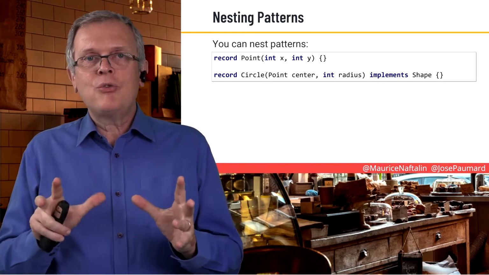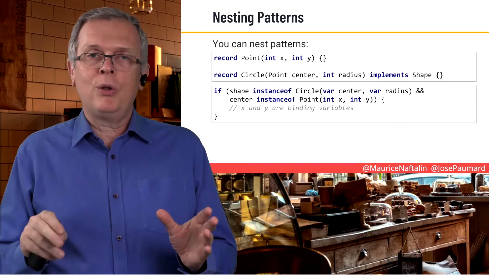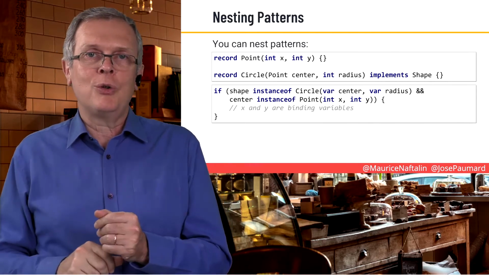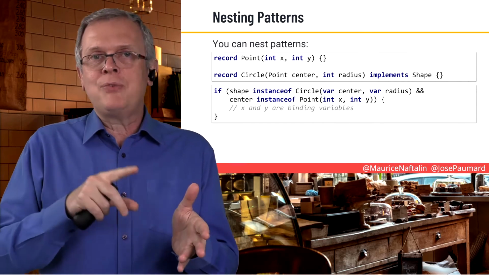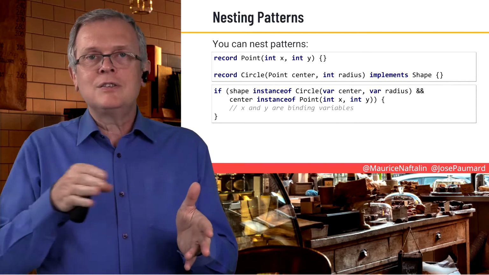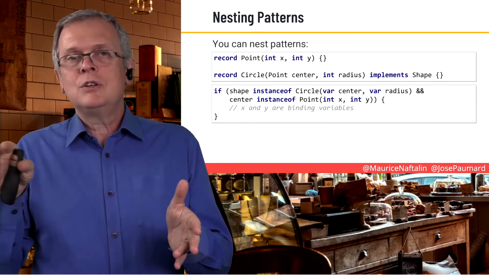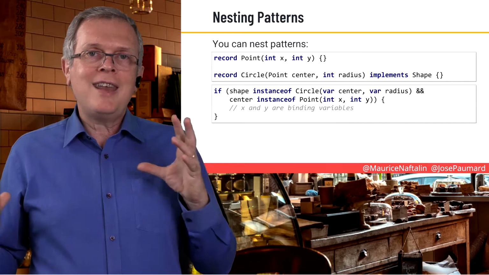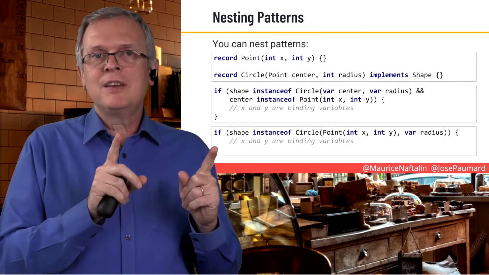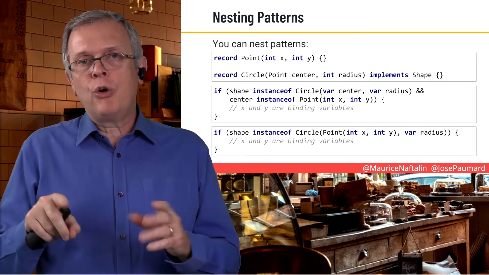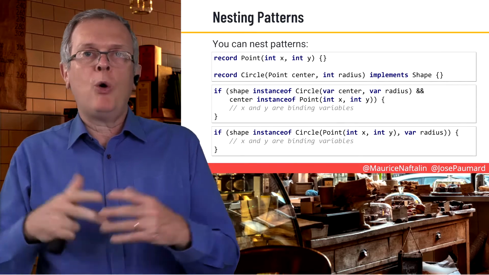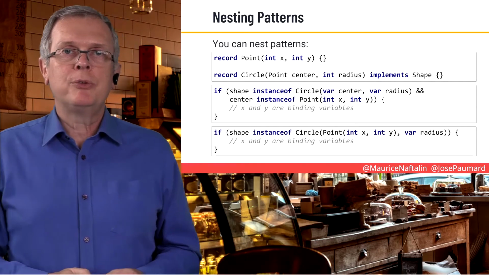So instead of having to write if shape instance of circle, and then you deconstruct with the center and the radius of the circle, to discover that this center is in fact a point, and in fact you're interested in the coordinates of this point, so you have a second instance of to deconstruct the center to a point of x and y. You can nest those two patterns one into the other with the following syntax: shape instance of circle of point of x and y and var radius. And now all those are binding variables.